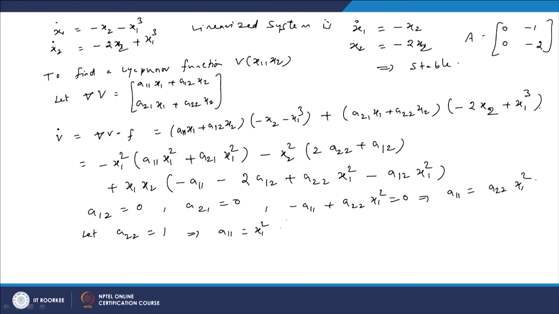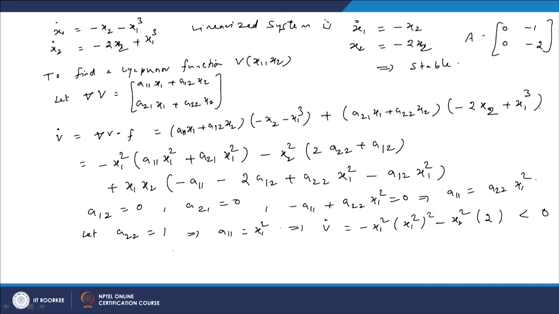Now, we substitute all these values in the V dot equation. So, V dot equal to minus x1 square times a11, which is x1 square again, so it is minus x1 to the power 4, minus 2 x2 square since a22 is simply 1, and the x1 x2 bracket is 0. So, it is strictly less than 0, a negative definite function. We got the value of V dot.